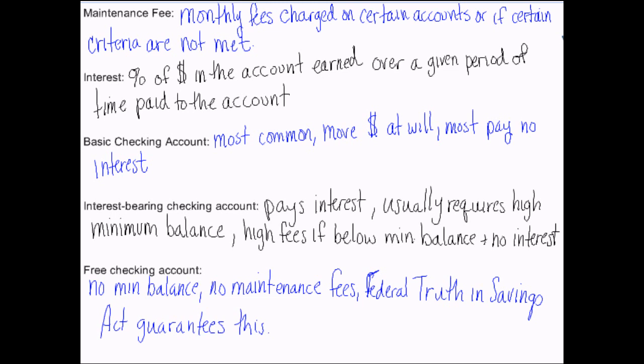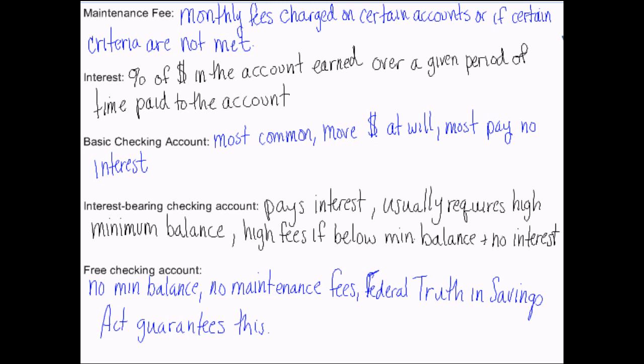A basic checking account is the most common account that anybody has. Most people have a basic checking account. A basic checking account allows you to move money at will, so you can put as much money in or take as much money out, as long as the money's there. They don't care how many transactions you have. Most pay no interest. They generally don't have minimum balances. Just a really basic, simple type of account.